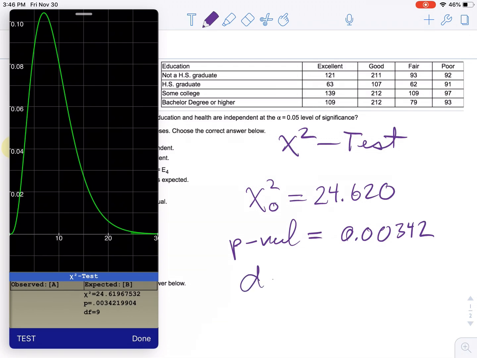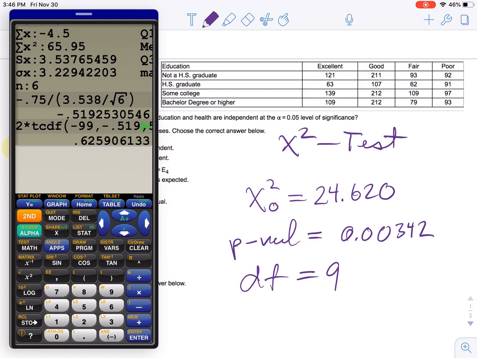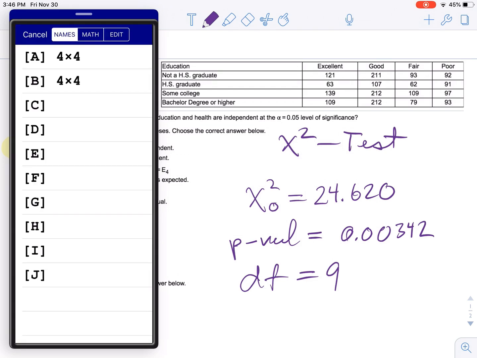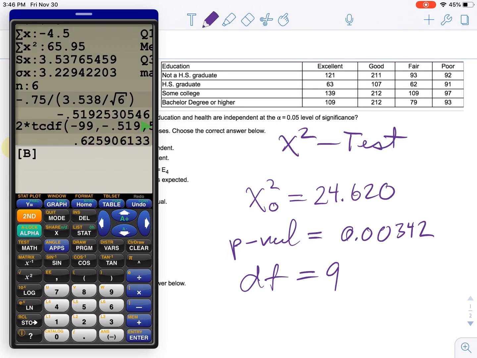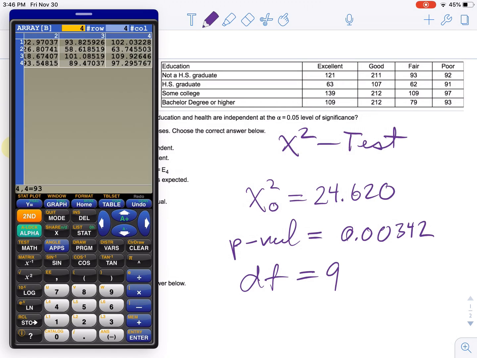Yeah, that's it. The degrees of freedom are 9 because it's 3 times 3, that is, k minus 1 times k minus 1. Since there are 4 rows, 4 minus 1 is 3, and 4 columns, 4 minus 1 is 3. If we need to see the expected values, they are put in matrix B. So we go to second, matrix, B. It's probably better to edit it: second, matrix, go to edit, and then click B so you can see all the values.